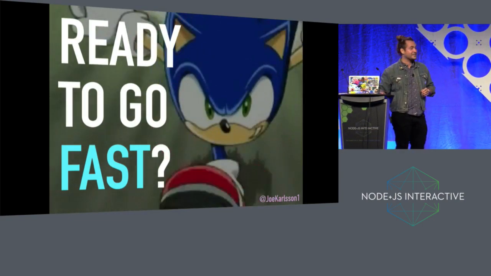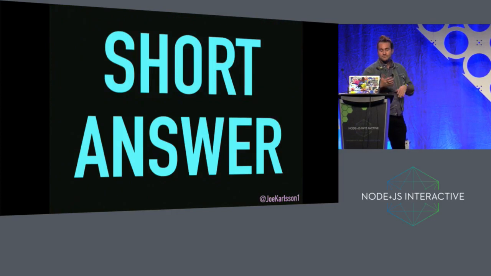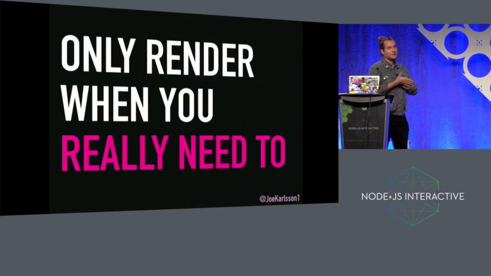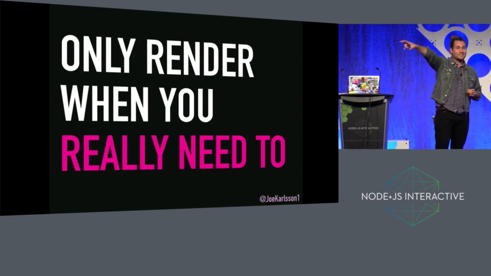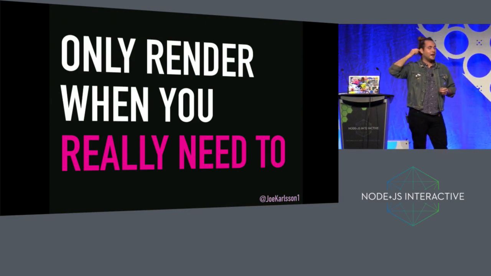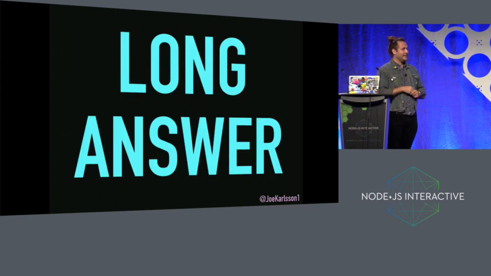Let's try to figure out how to make this thing go faster. The short answer is only render when you really need to. Remember in that example where we're making those little patch updates to the DOM, we want to minimize the number of times React is doing that. There are a lot of ways we can do that to help make it go faster. That brings us to the long answer on how to make React go faster.